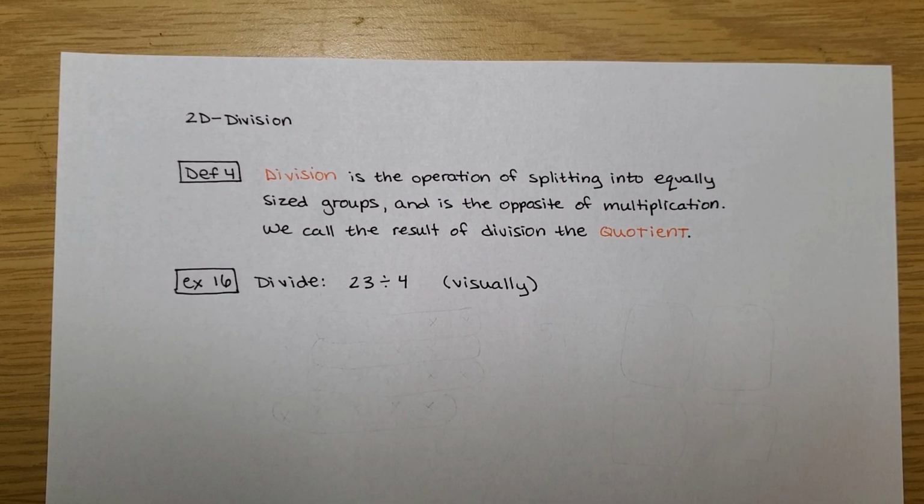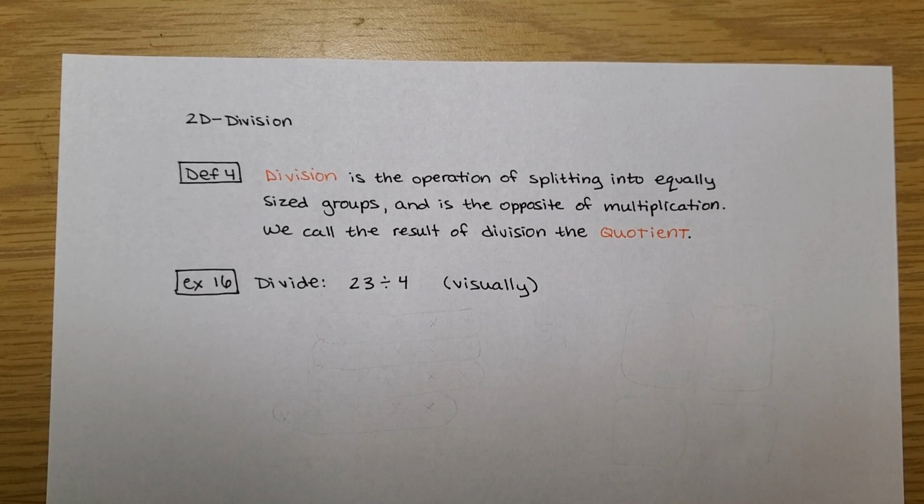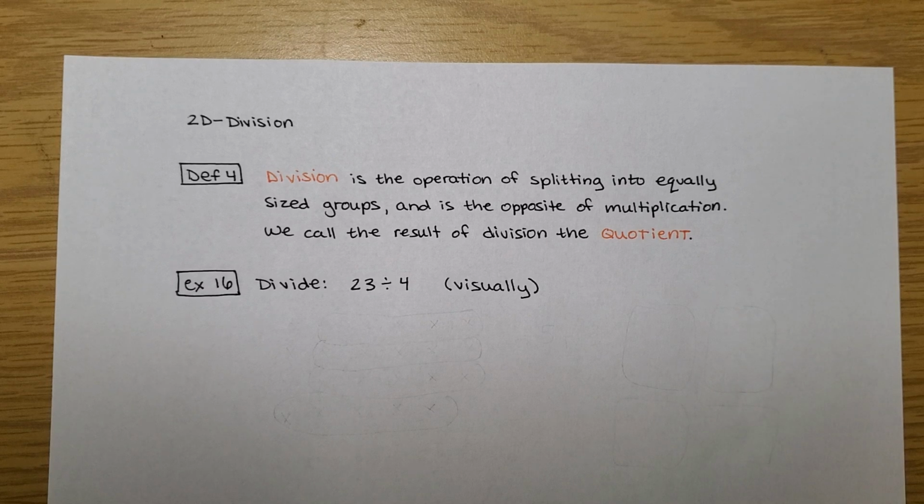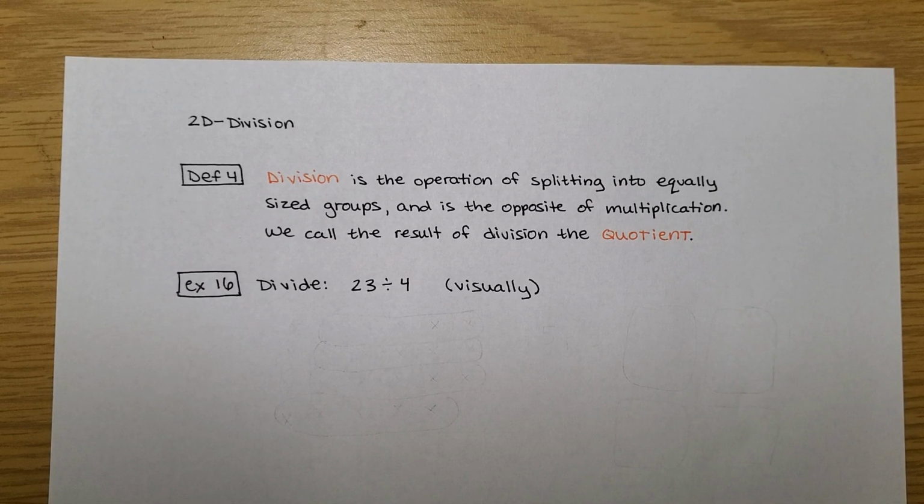So division is the operation of splitting things up into equally sized groups, which is the opposite of multiplication. When we had multiplication, we repeatedly added things, or we had repeated groups of the same number of objects each. For division, instead of having those groups, we're going to split our objects up into groups. So we break into groups for division. The result of division is called the quotient.